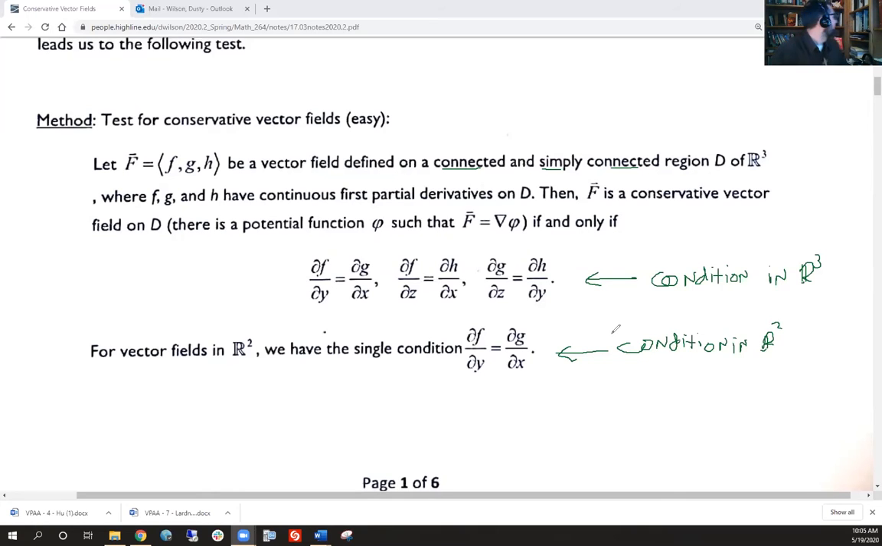All right, I want to just double check one thing to see if there's a typo in my notes, because I've written connected and simply connected, which seems a little bit redundant. I feel like I'm missing something. Oh, that's right. Yep, that's correct. All right, sorry for the pause there.